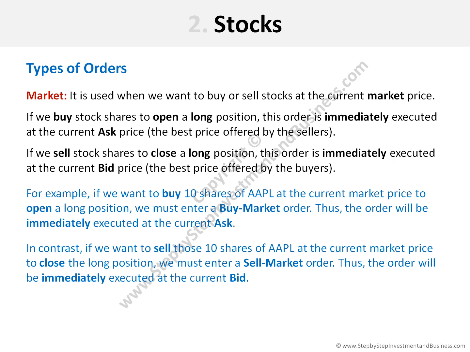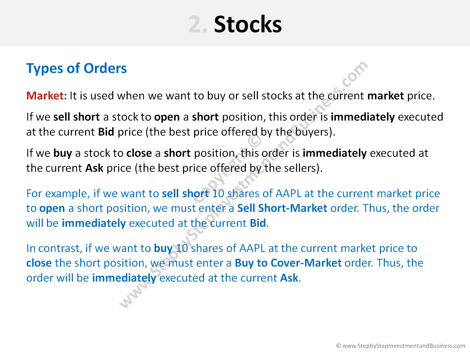For example, if we want to buy 10 shares of Apple at the current market price to open a long position, we must enter a buy market order. Thus, the order will be immediately executed at the current ask. In contrast, if we want to sell those 10 shares of Apple at the current market price to close the long position, we must enter a sell market order. Thus, the order will be immediately executed at the current bid.